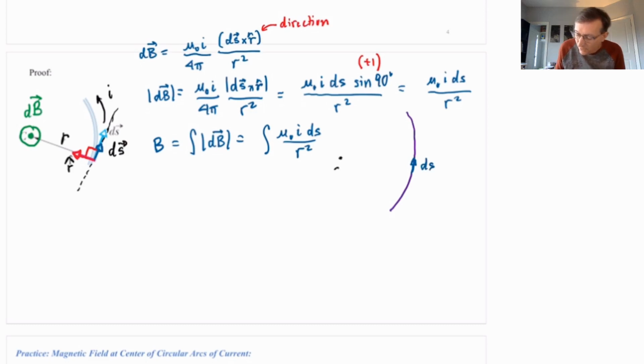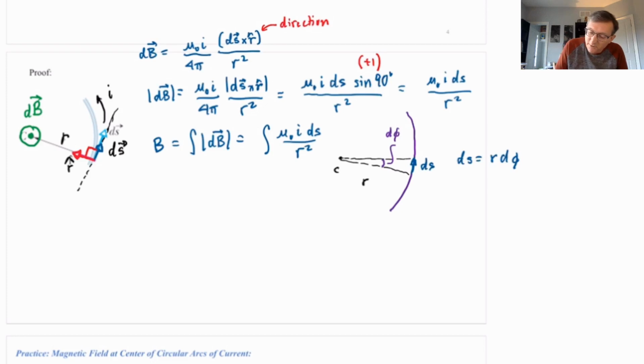Here's the center of curvature of the arc. Let me extend out radial lines to the top and bottom of that ds. The distance here is r. Let me call this little angle right here d phi. Then from basic geometry, I know that ds is equal to r d phi.